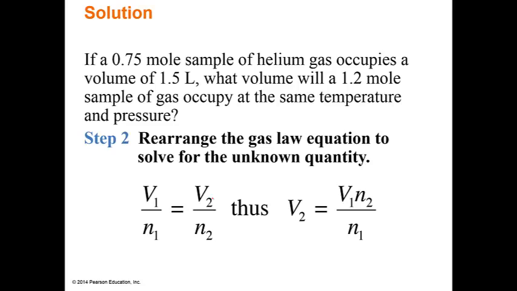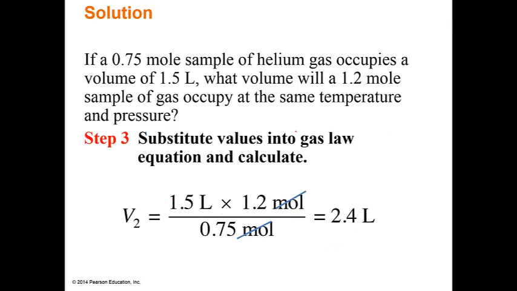Now we have to take our root formula and turn it into searching for V2. Very easy to do. V2 is already on top. We're just going to bring N2 right up there. And it becomes V2 equals volume 1 times the moles 2 over the moles 1 from the first part. Then what do I say? We've got it all set up. What are we going to do? Plug and chug. We plug in the numbers. So we're going to substitute the values in.